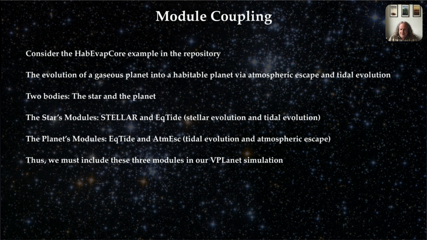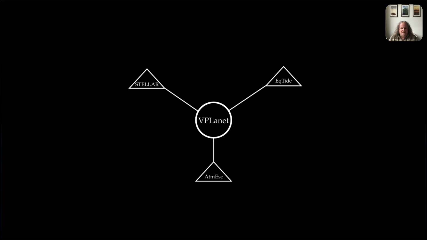The planet is, of course, not a star, so it does not need the stellar module, but instead needs the atmospheric escape module ATMESC. And since it is also tidally evolving, it also needs the eqtide module. So clearly, our simulation must include these three modules, but each object only needs two of them. Schematically, the model looks something like this.